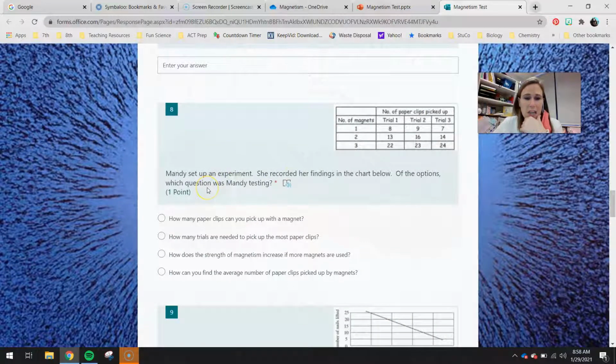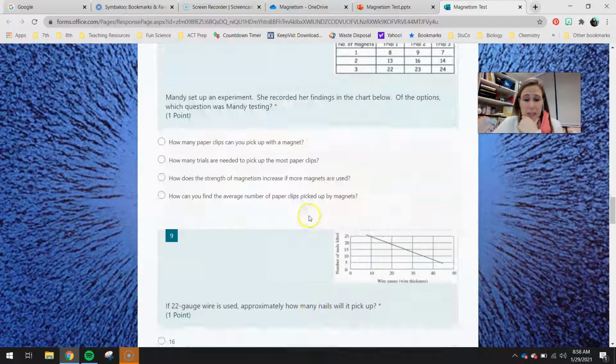Okay, this one, Mandy set up an experiment. She recorded her findings in the chart. The chart's actually above, not below. Of the options, which question was Mandy testing? You can see number of magnets, 1, 2, and 3, and number of paper clips picked up for 3 trials. You can look at these 4 questions and figure out what her data represents.